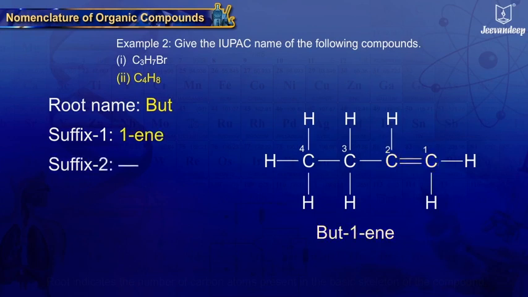3. Suffix 2. As no functional group is present, there will not be any further change in the name. 4. Prefix. There is no substitution of any halide or alkyl group, so no further change in the name. The final name of the compound is but-1-ene.